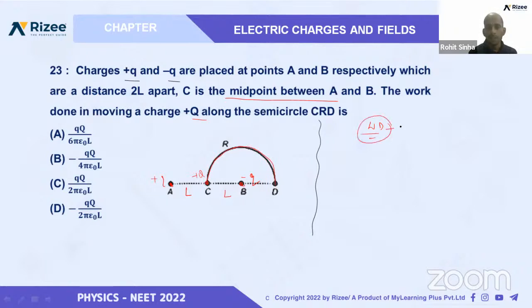To find the work done, we will find the energy at D and the energy at C, the initial point and the final point, and then take the difference of both. So we will find UC, the potential energy at C. For this system it will be minus KQq by L, and for the other it will be plus KQq by L.